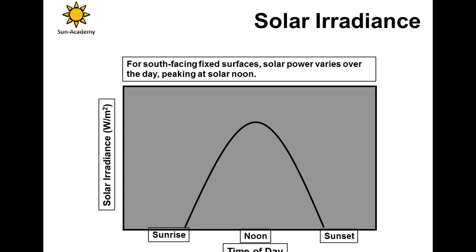In the northern hemisphere, on a south-facing fixed, non-tracking surface on a clear day, the incident solar irradiance varies over the day in a bell-shaped curve, peaking at solar noon. The same is true for north-facing surfaces in the southern hemisphere.